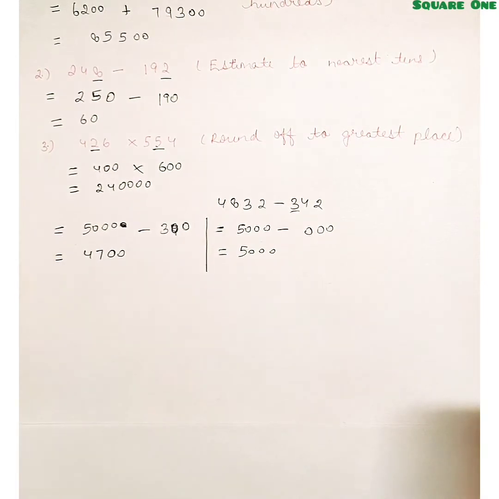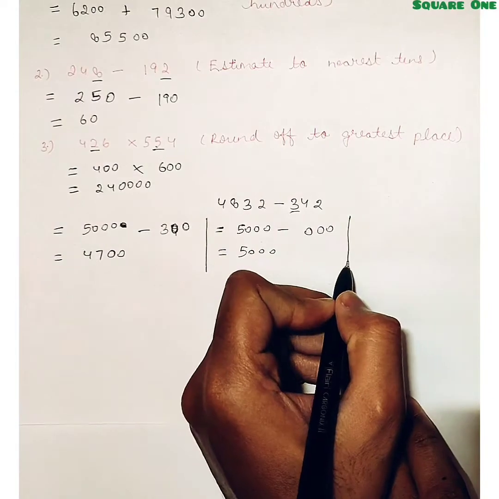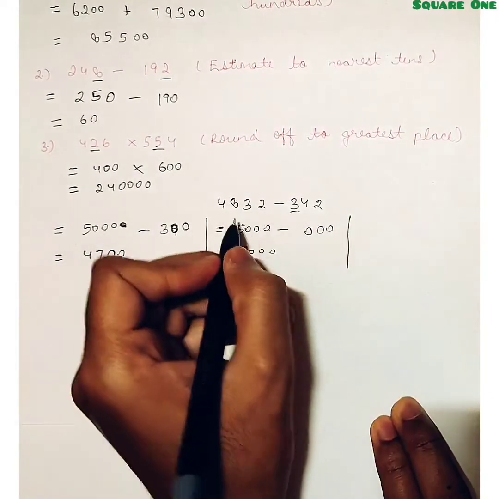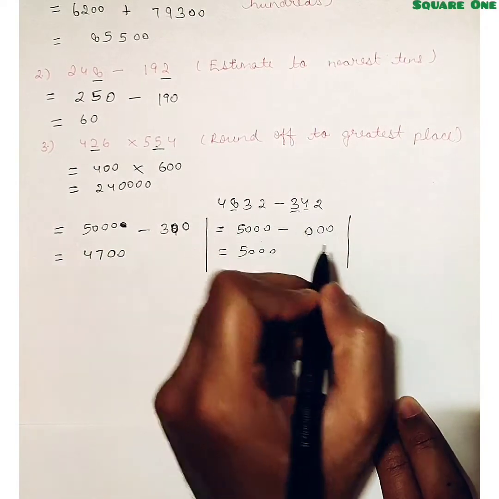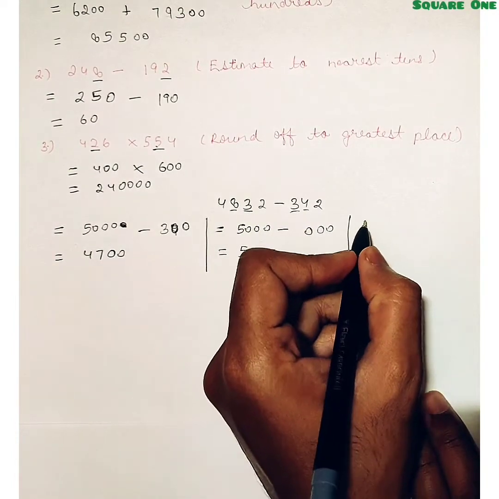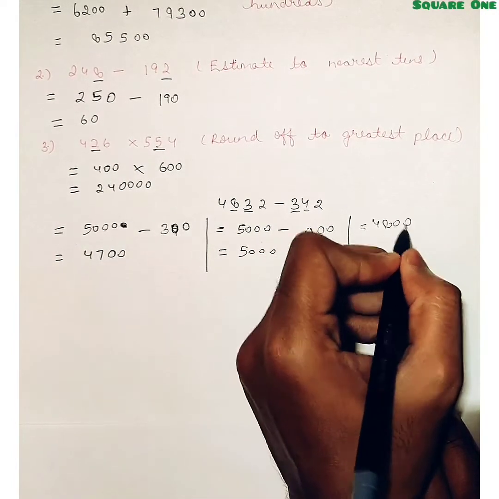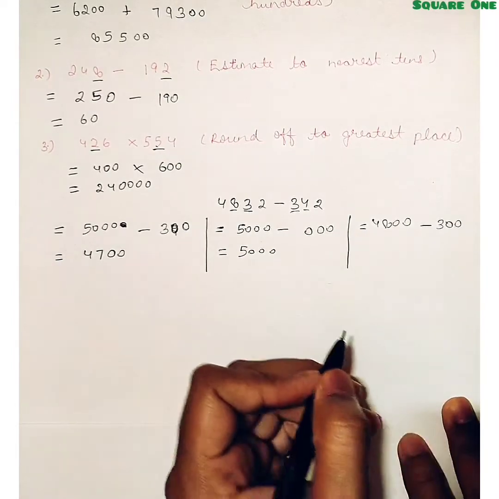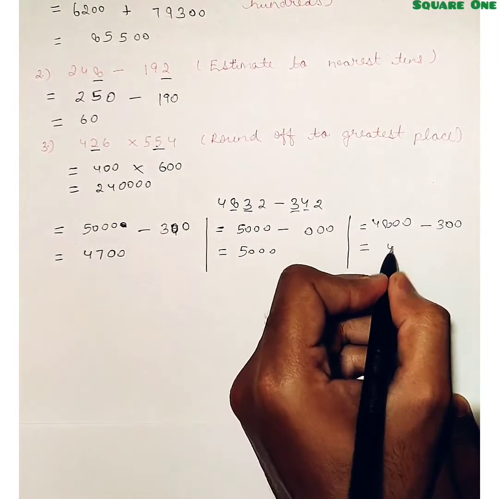Okay. Now suppose you had decided to round off both of these numbers to the hundreds place. Then you have to look at the tens place in both these numbers, which will be 4800 minus, and the answer will be 4500.